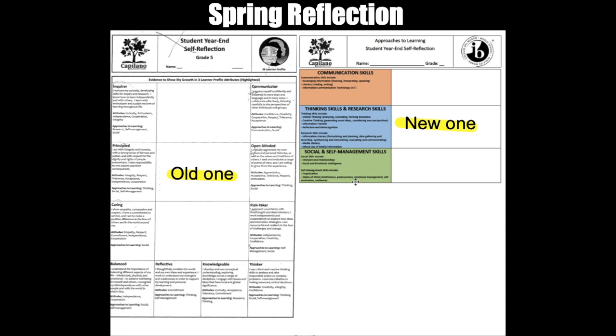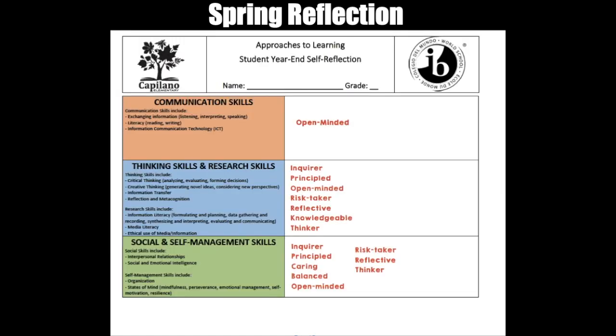This is what the new one looks like this year, and it is organized by our skills. It's being broken down into our communication skills, our thinking and research skills, and our social and self-management skills. Let's have a look at the new one in a bit more detail and some of the differences. One of the big differences you can see is obviously the size of it. It's quite a bit smaller, but the reason it is smaller is because this year you're going to be typing in it.